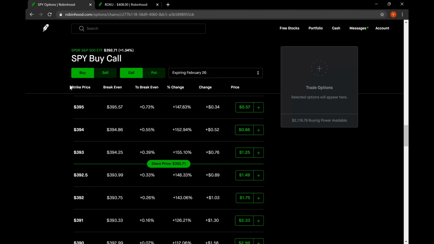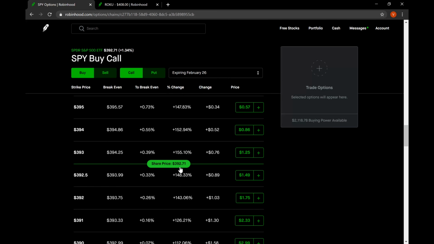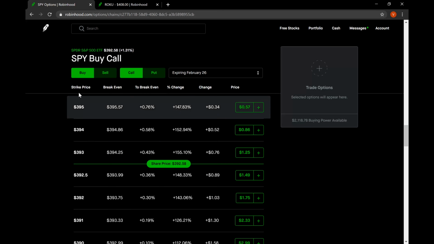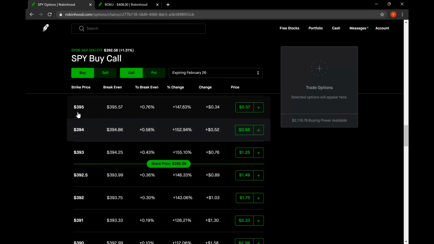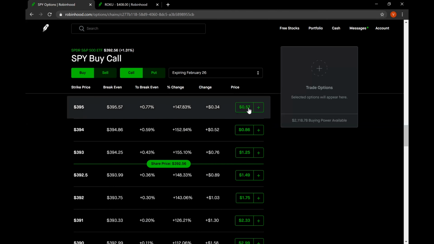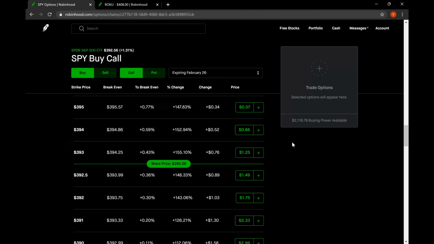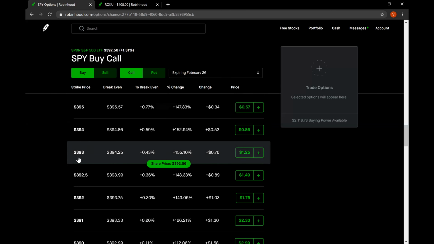So these are the strike prices on the left-hand side. This is the share price in the middle. Currently SPY is trading for 392.58. And then on the left-hand side, we have 393, 394, 395, 392.5, 392, and so on. Over here on the right-hand side, these are the premiums. These are the market prices for what you would pay to own one contract at a given strike price. So $1.25 for 393, $1.49 for 392.5, and so on.